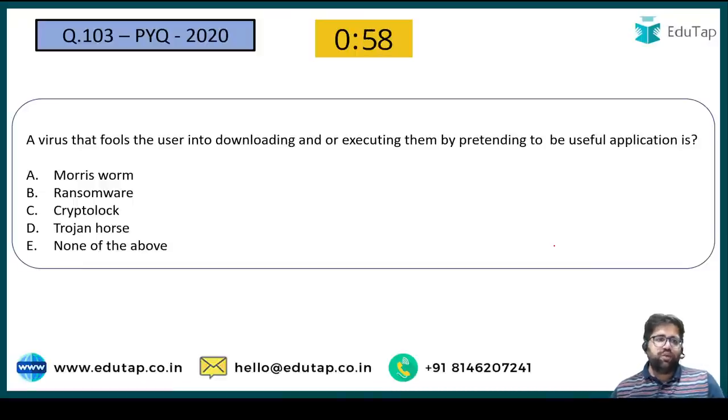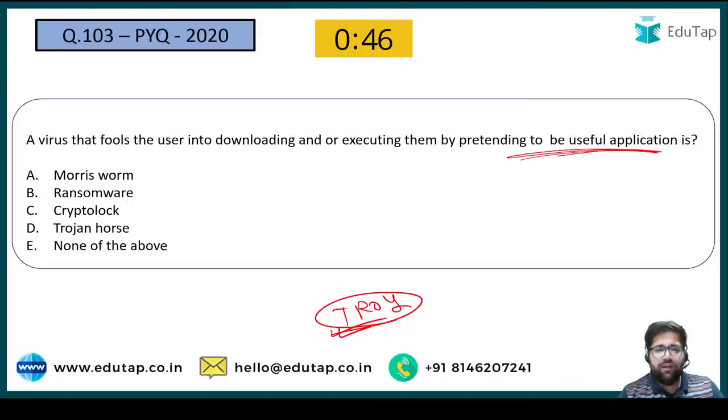Question number 103 is also a PYQ: a virus that fools the user into downloading or executing it by pretending to be a useful application. If you have watched the movie Troy on Netflix, then you could have guessed. Good. Question number 103: Trojan horse. A Trojan horse will first say, yes, I am your friend, but at the end of the day, it will ditch you and eat your system. As simple as that.